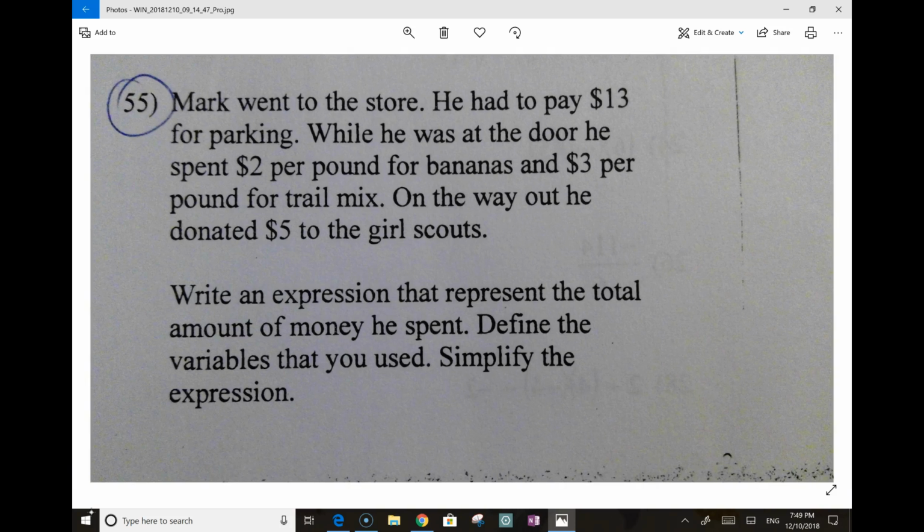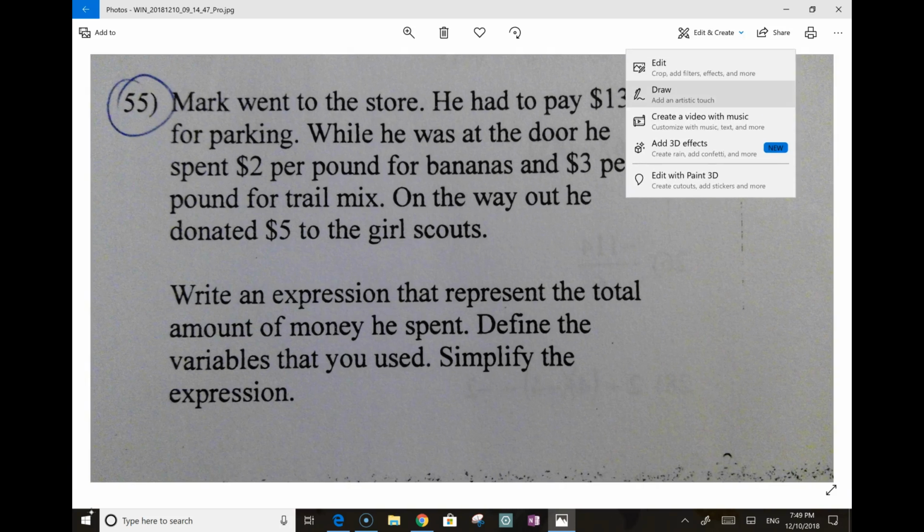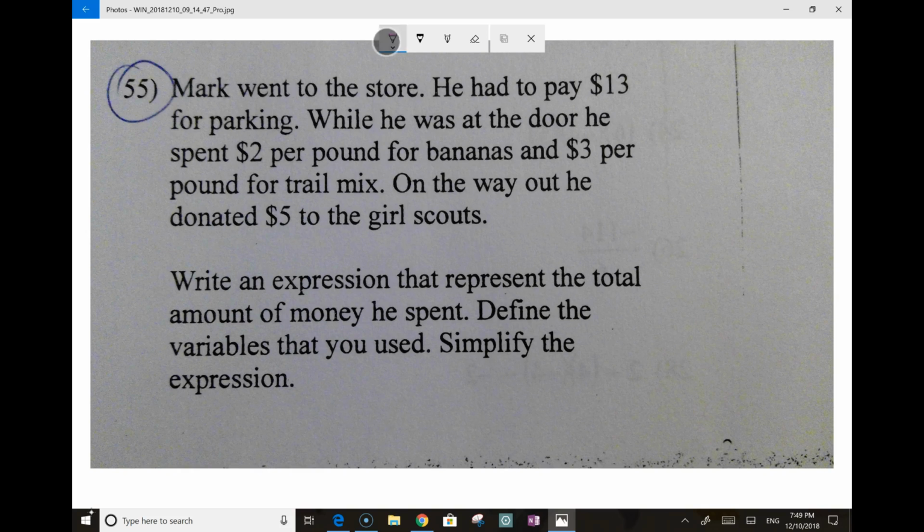We have a word scenario here where we have to pull out information and write an expression. So let's go ahead and do the readout first. So Mark went to the store. He had to pay $13 for parking. While he was at the door, he spent $2 per pound for bananas and $3 per pound for trail mix. On the way out, he donated $5 to the Girl Scouts.